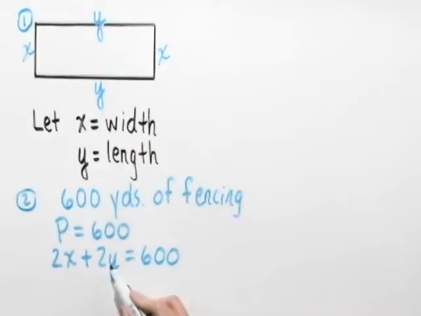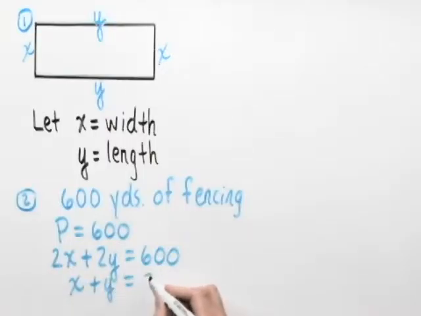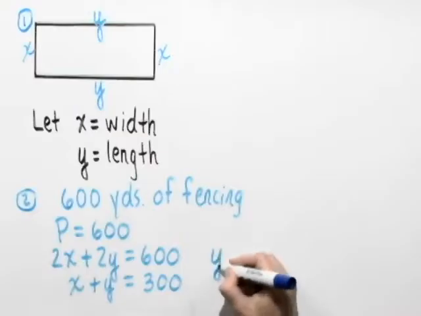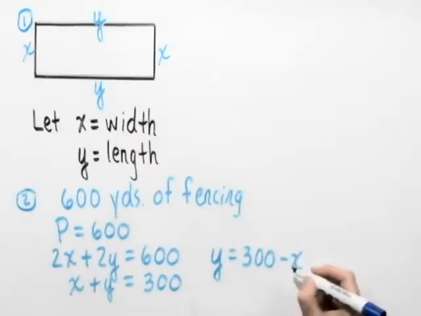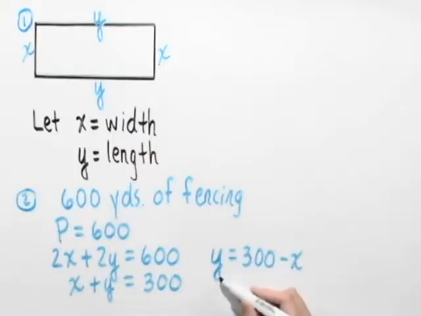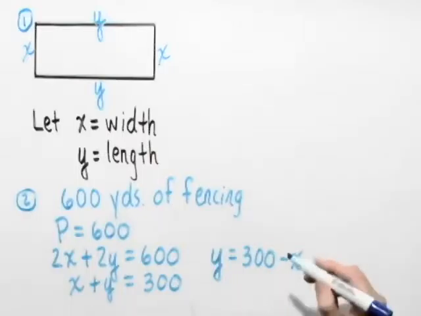And I can simplify this equation by dividing each term on both sides by 2. And it simplifies to x plus y equals 300. And I could go one step further and solve it for y, and I could say that y is equal to 300 minus x. The reason I'm solving y in terms of x is because we're being asked to find a function in terms of x. So let's look at part 3 now.